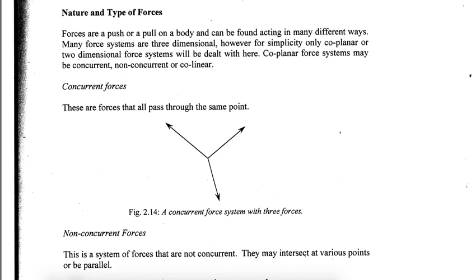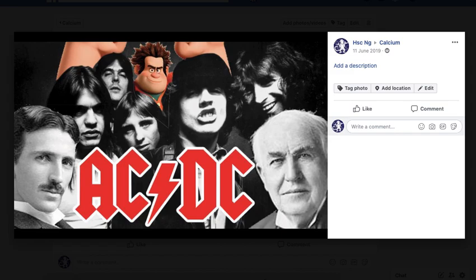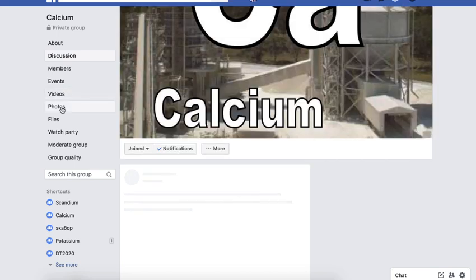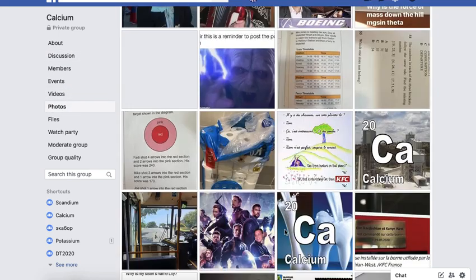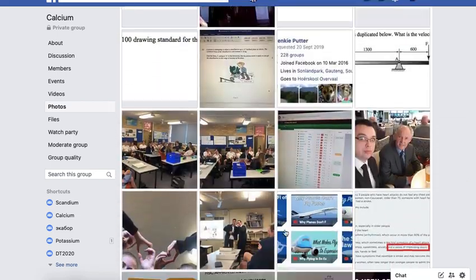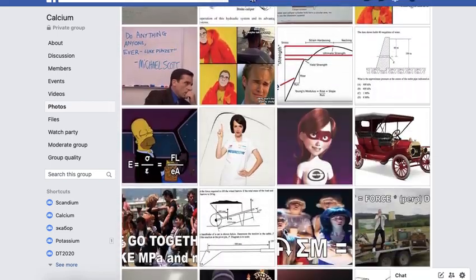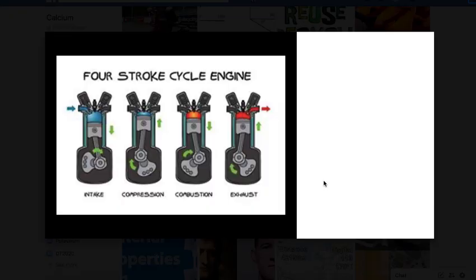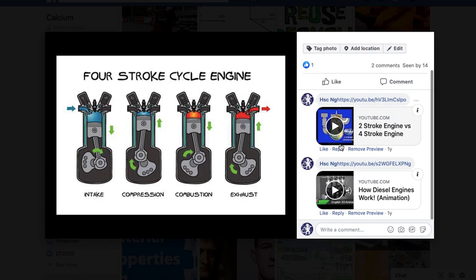If I looked into, this is probably where I want to go. Escape. Go back to calcium, and then go to photos. There should be a photo here on the 4-stroke process. There we go. And then I've got a whole bunch of videos on 2 strokes.